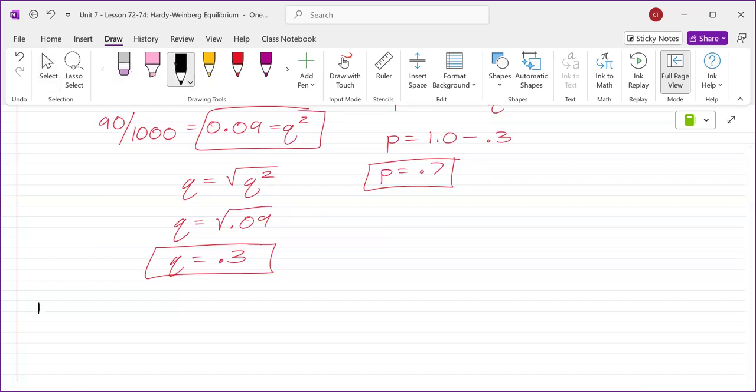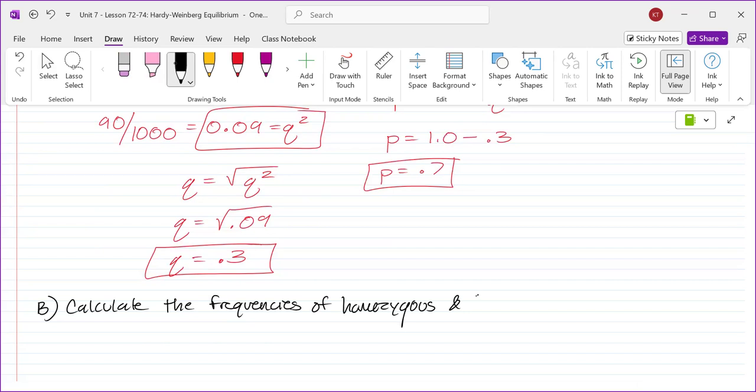All right, part B. Calculate the frequencies of homozygous dominant and heterozygous. Okay, I'm going to pause the recording again. So if you're watching from home, just hit pause on your computer. I'm going to give my class a couple of minutes to work it out. We'll be right back.